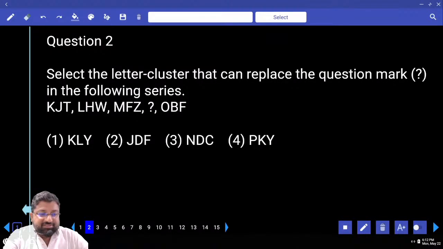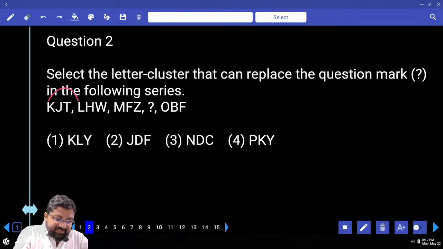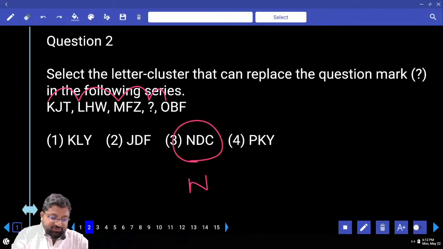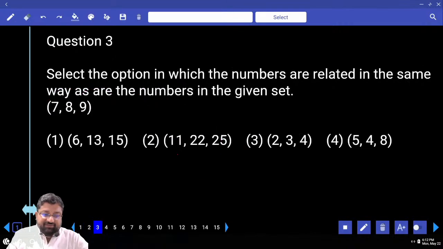Okay, students, this is SSC CGL Tier 1 model test number 40. Let's try to solve the questions from the reasoning part. The first question is from letter series. Our duty is to compare only the first letter. The first letters are K, L, M. Everything is in alphabetical order. The first letter in the question mark will be N. When I look into the options, there is only one option. That itself is my answer.